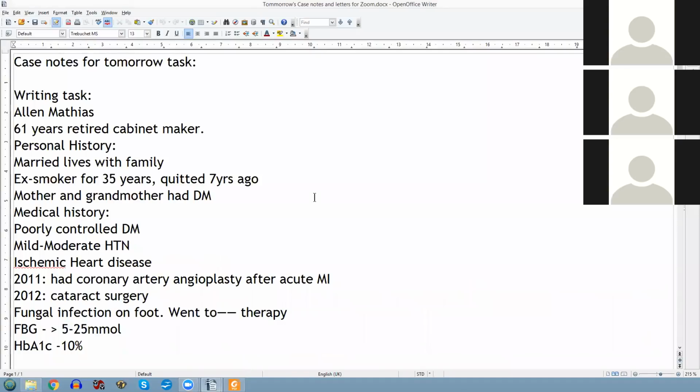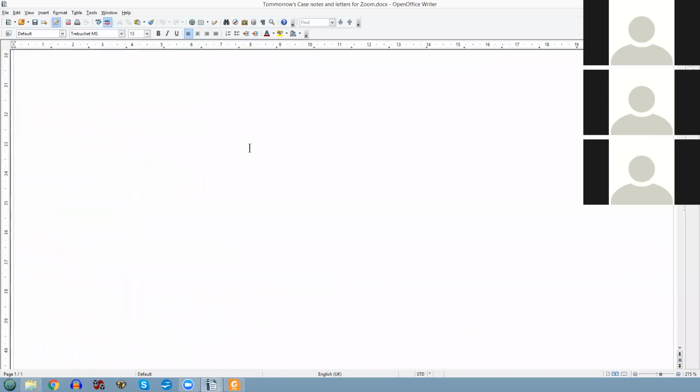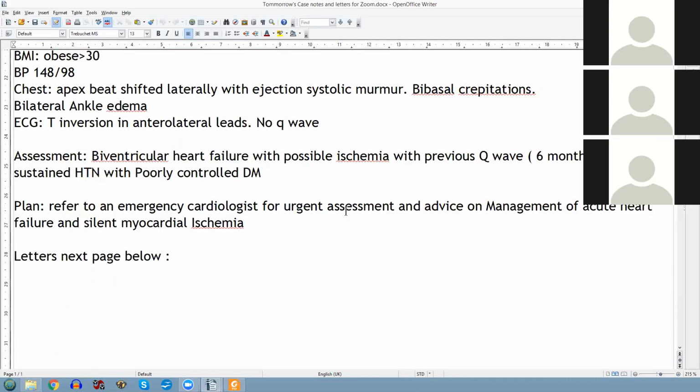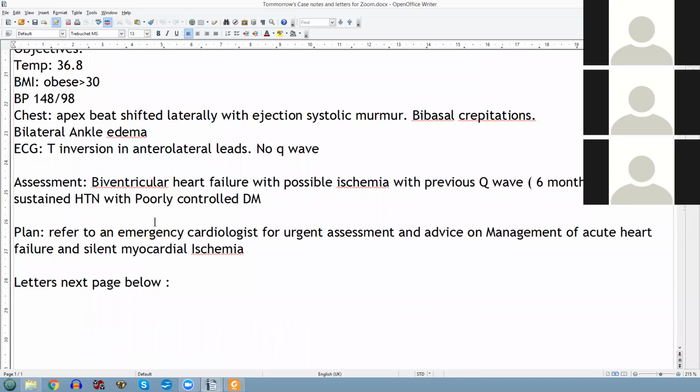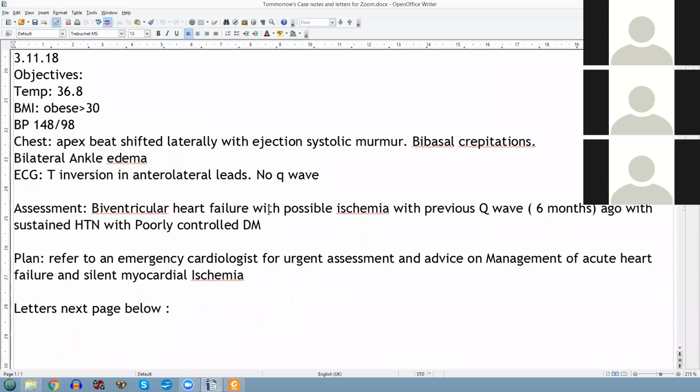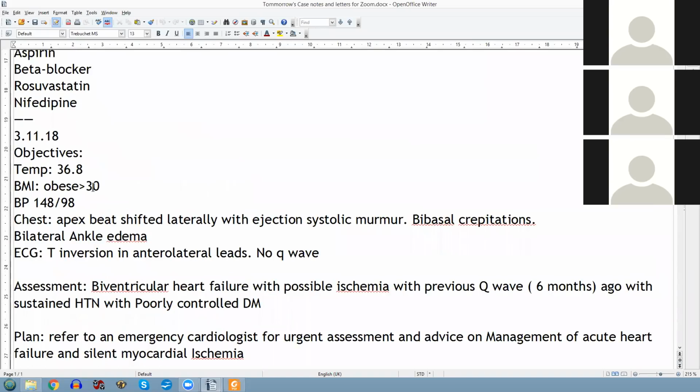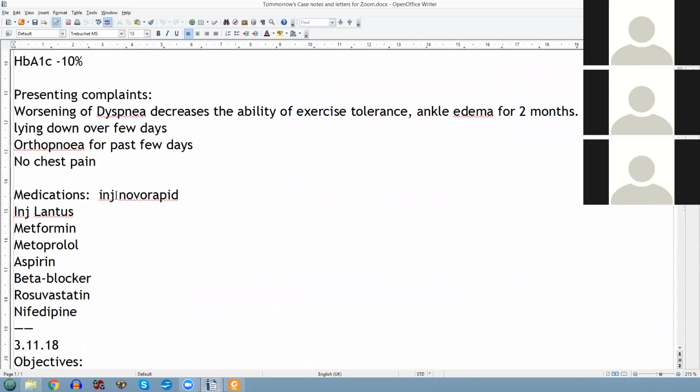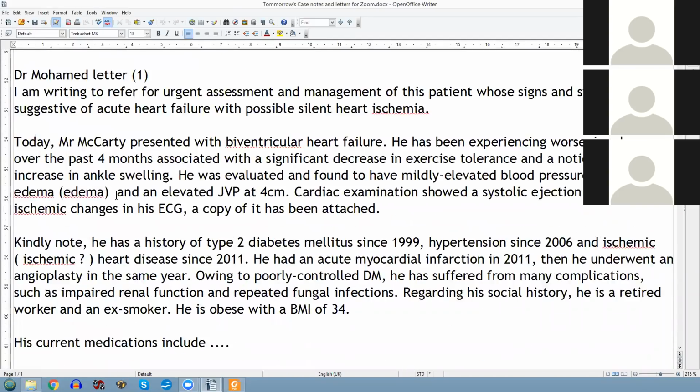So this is the task, right? Mr Matias, calculated personal history. So first we go to the task. We refer to an emergency cardiologist, urgent assessment and advice, management of acute heart failure, okay. Assessments, biventricular heart failure, Q wave, dim, okay. Bit fat, okay, blood pressure. Okay, let's get on with it then.